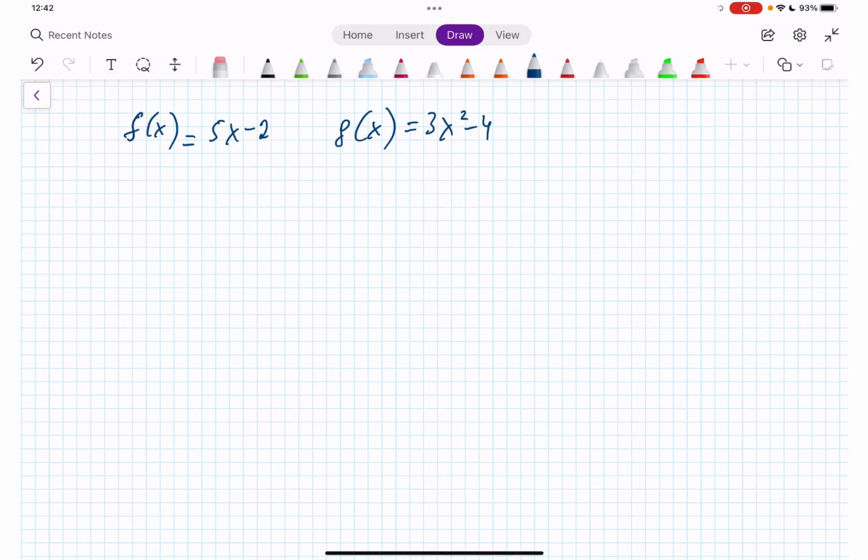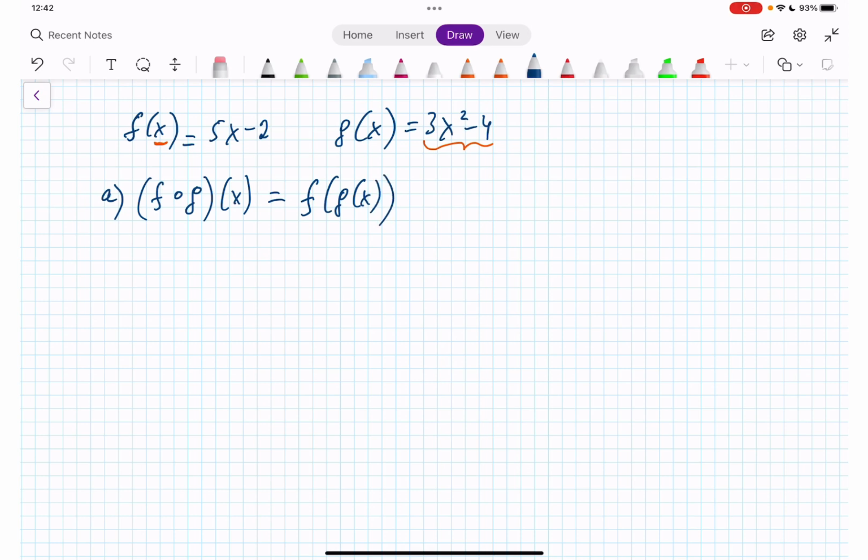First thing, A, we need to find f composed with g of x. What does that mean? That means instead of x in f of x, I'm going to plug the entire value of g of x. Let me write down what that means. F of g of x.